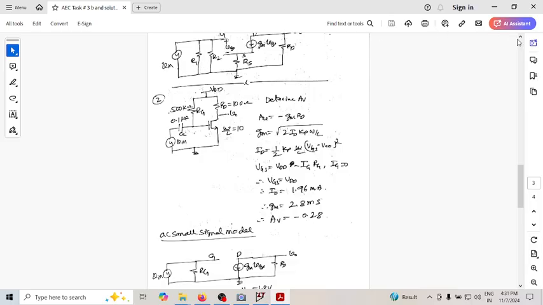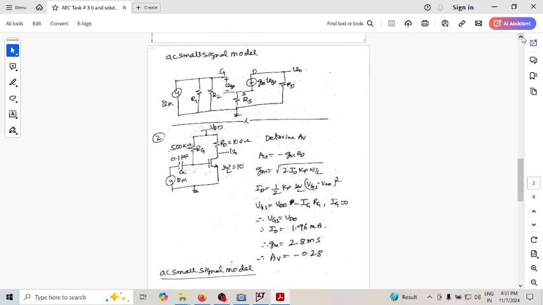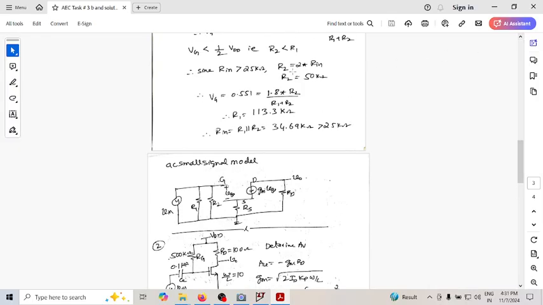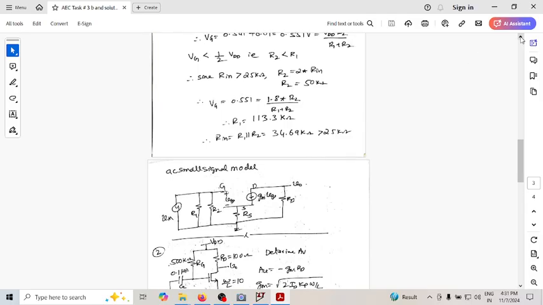So that's why we are assuming the value of R2 to be twice of Rin, which happens to be 50k. When this is 50k, you know what is the value of Vg. Of course, you know this expression of Vg is equal to VDD into R2 by R1 plus R2. So substitute that. You substitute the value of R2 as 50k, you find the value of R1. So when you actually find the value of R1 now, that becomes 113.3k.